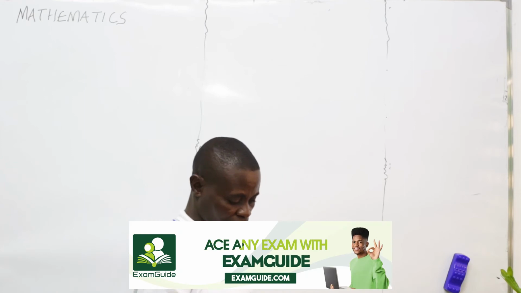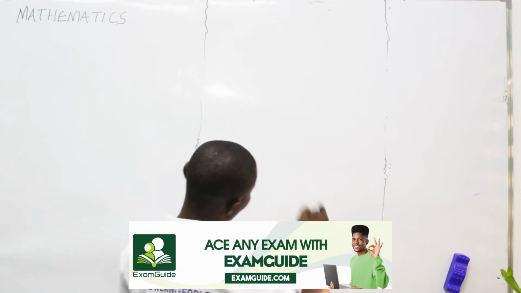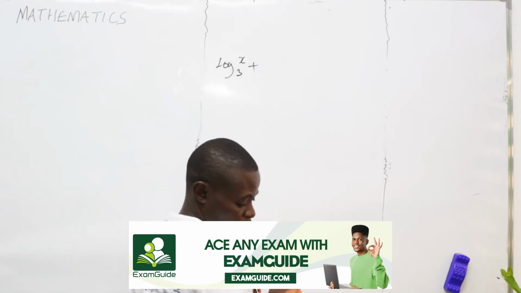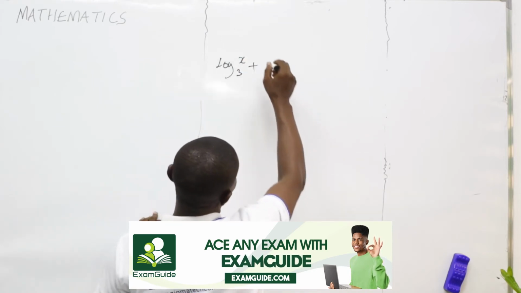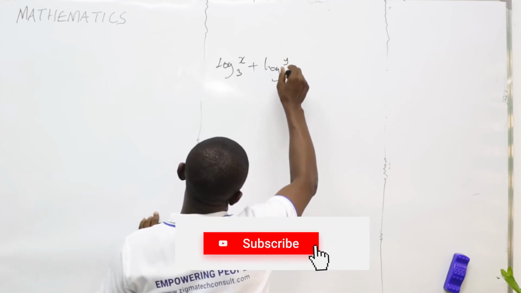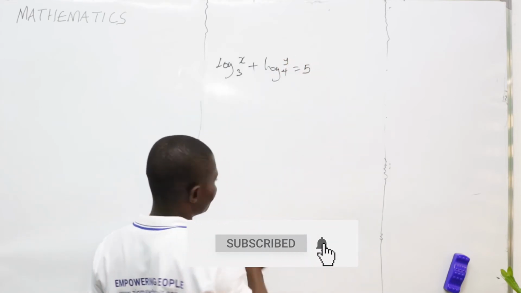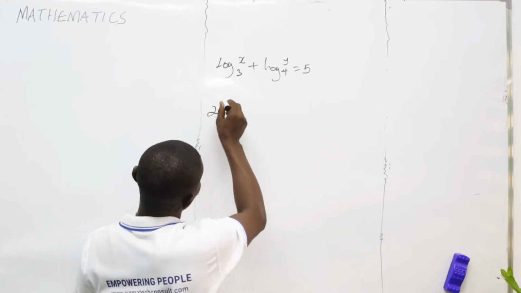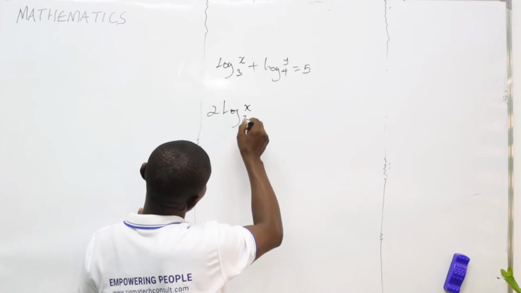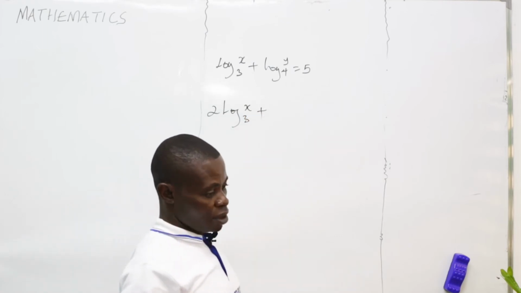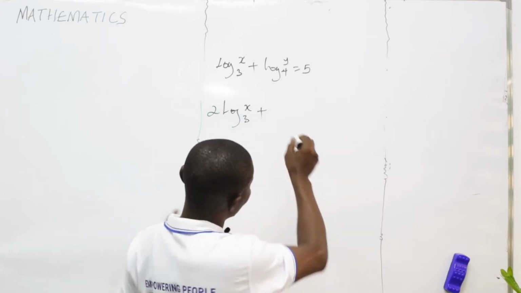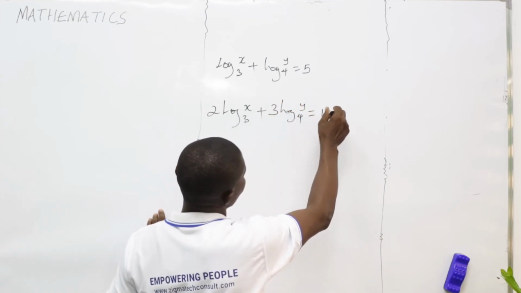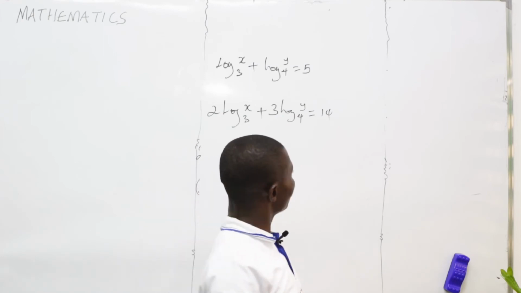Solve the equation log x base 3 plus log y base 4 equals 5. And another one is 2 log x base 3 plus log y base 4 equals 12.